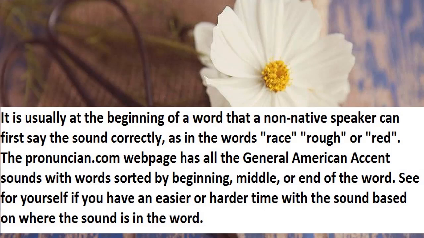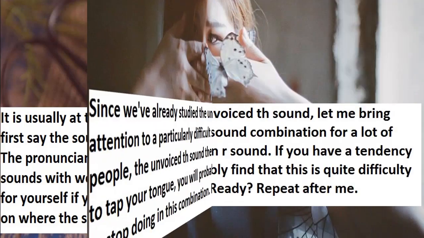It is usually at the beginning of a word that a non-native speaker can first say the sound correctly, as in the words race, rough, or red. The Pronuncian.com webpage has all the general American accent sounds with words sorted by beginning, middle, or end of the word. See for yourself if you have an easier or harder time with the sound based on where the sound is in the word.